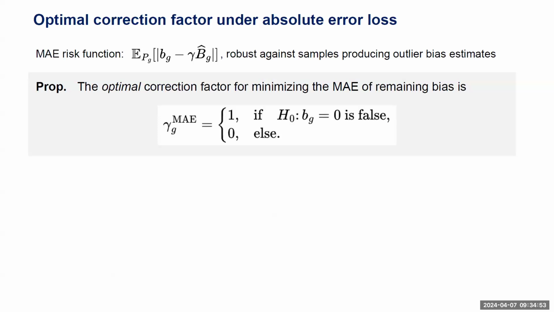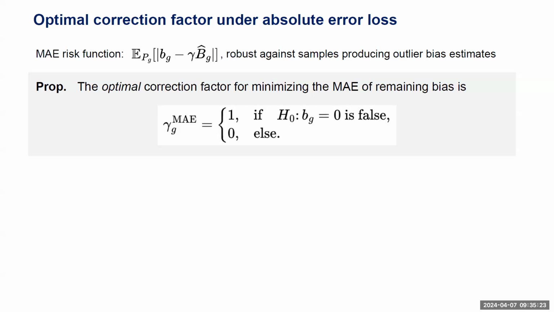So now we consider two standard loss functions. You could consider more, but I think these are the more common ones. The first is that you care about absolute error loss. Then the risk function will be the mean absolute error. Why would you choose that? You would choose this loss function if you care to be robust against realizations of your detection data that would result in outlier bias estimates.